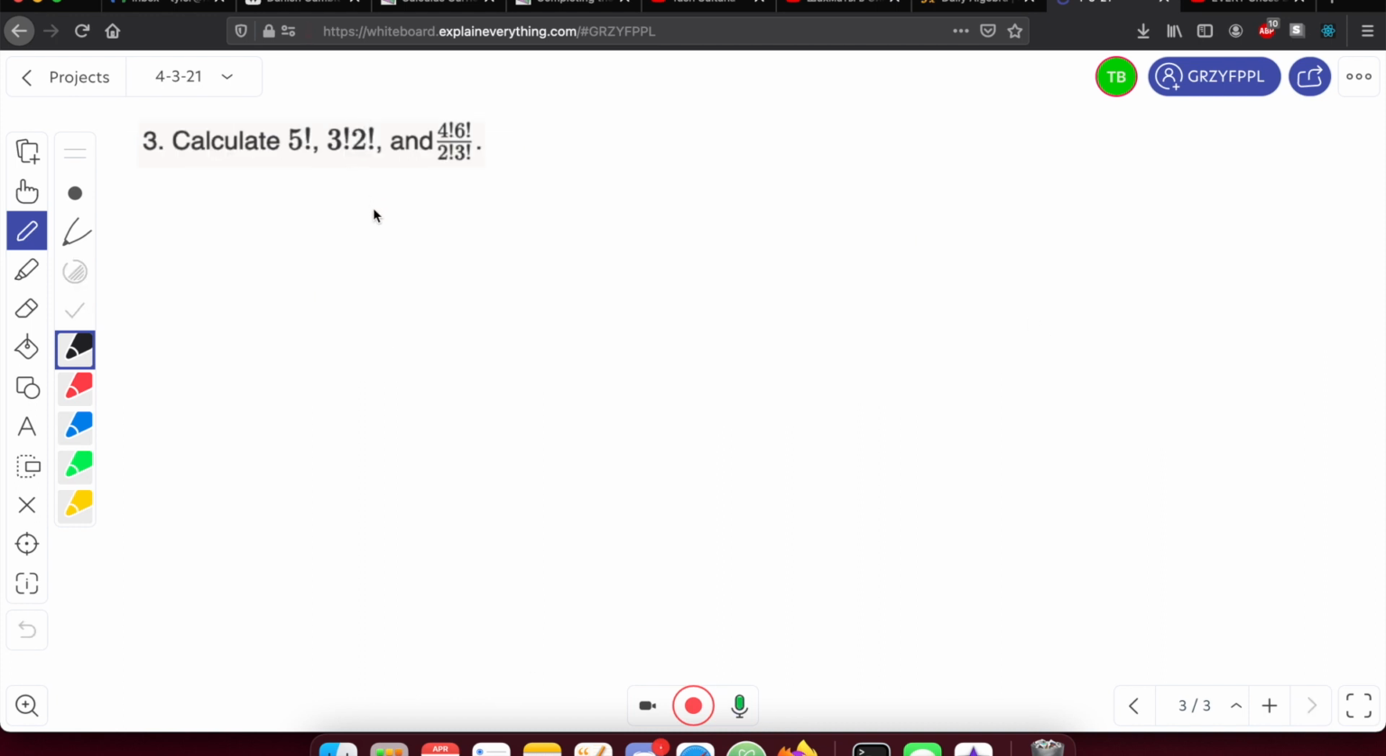Moving on to our last problem, problem 3, we're going to calculate a bunch of factorials. So find 5 factorial, find 3 factorial times 2 factorial, and find 4 factorial times 6 factorial all over 2 factorial times 3 factorial. Starting with 5 factorial, we have to remember what a factorial means. This just means we're going to multiply every term up to and including this value. So we can rewrite this as 5 times 4 times 3 times 2 times 1.